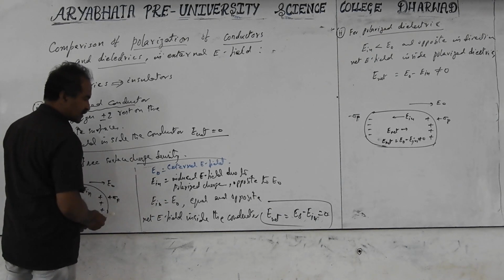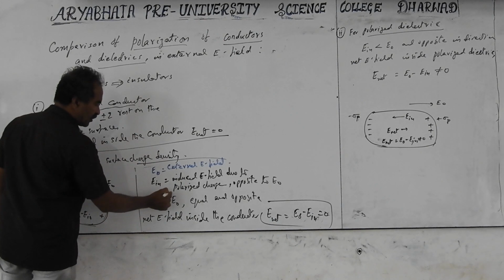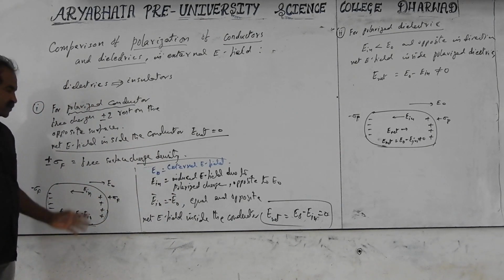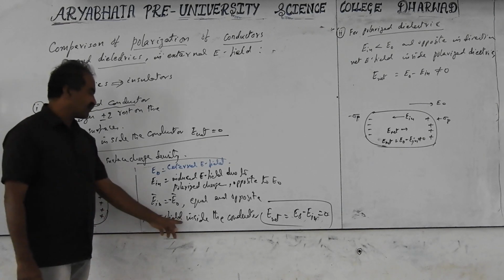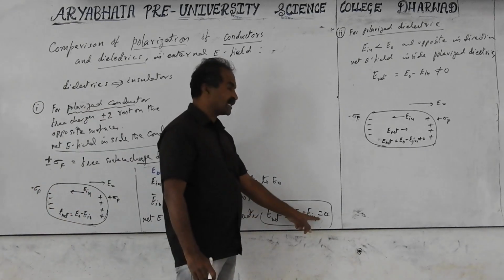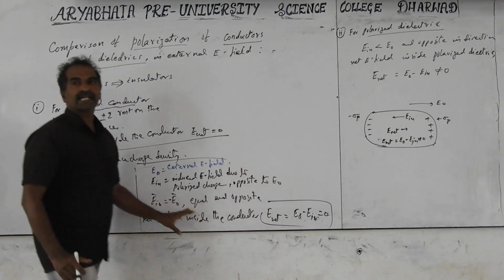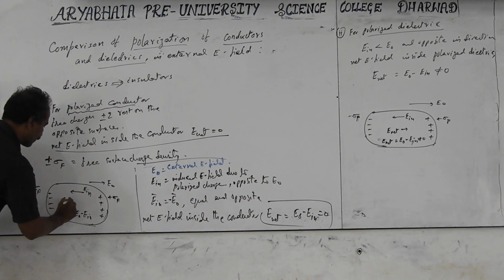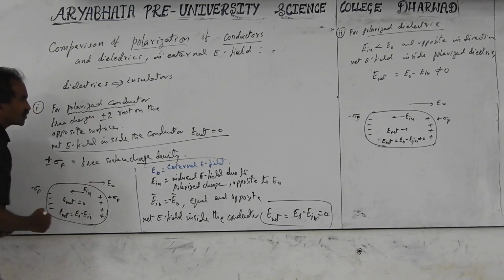Both are equal and opposite. You can take it in vector form, with a minus sign, equal and opposite directions. So the net electric field inside the conductor is E naught minus E induced, equal to 0. So inside this conductor, E net equals 0, which is the difference of the two electric fields.